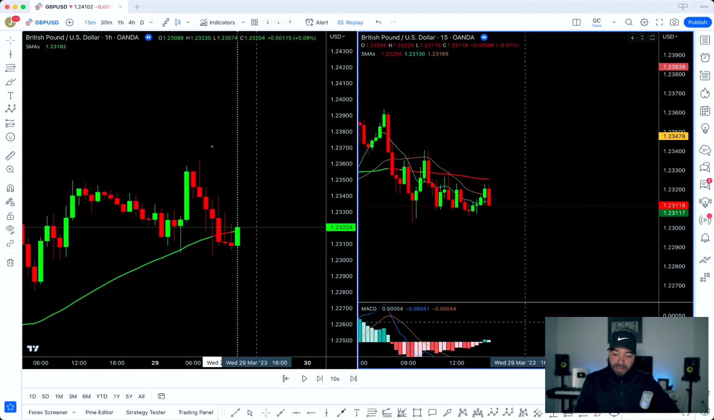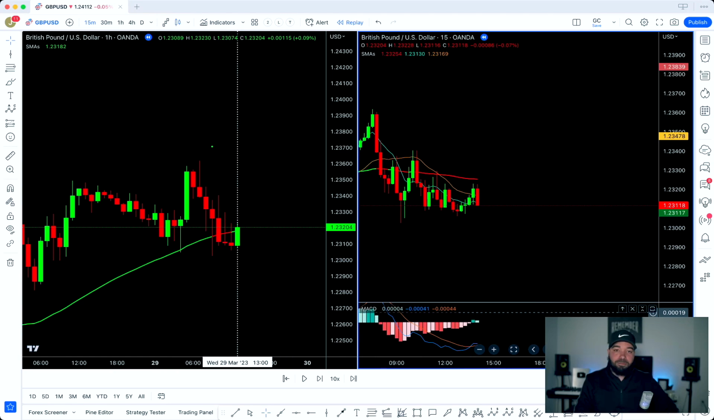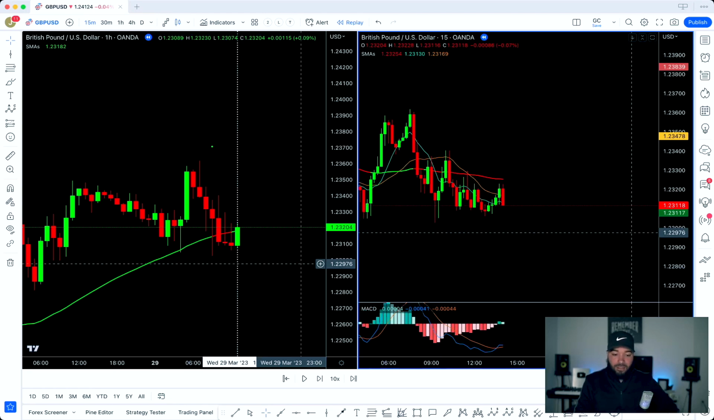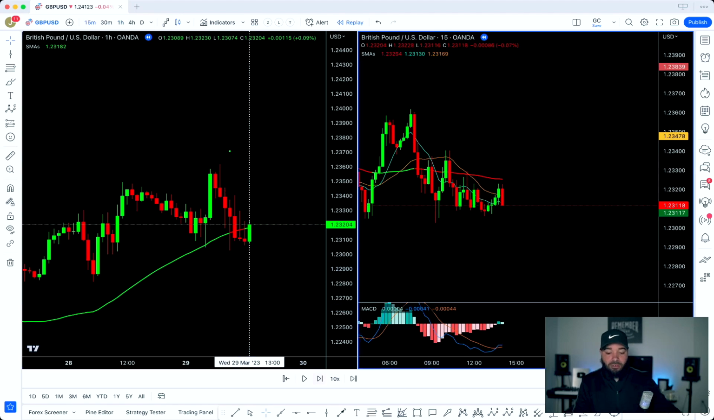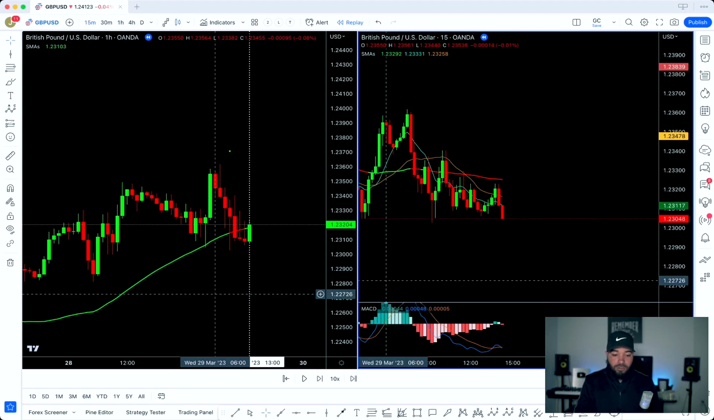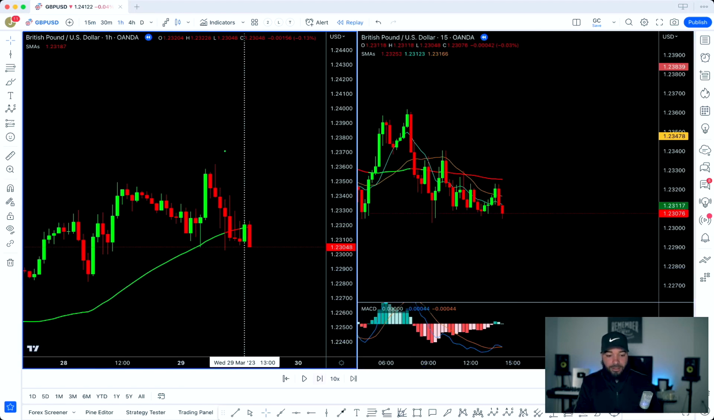All right, look at the MACD. The lines are below the histogram. It's showing you that it's selling. You don't really need the MACD on the 1 hour chart. So what do you do in this situation? You just don't even touch it. You just wait for another hour.